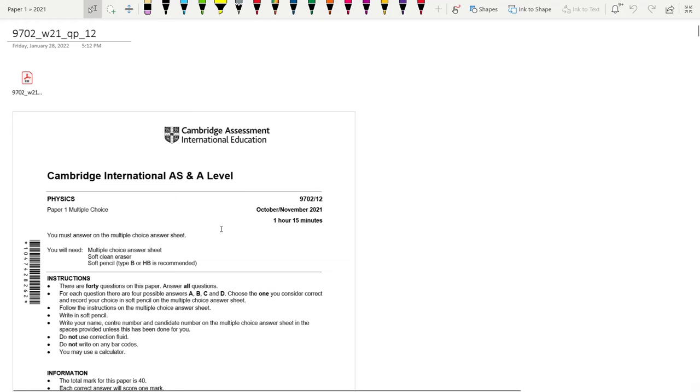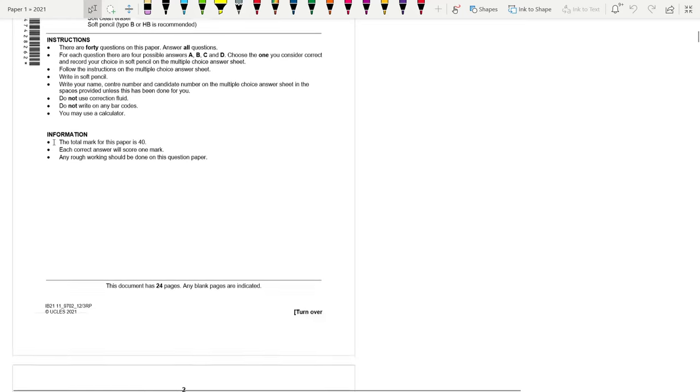Hi. We're solving 9702 variant 12 this time. This is October, November 2021. Okay, variant 12, paper 1. Let's begin.